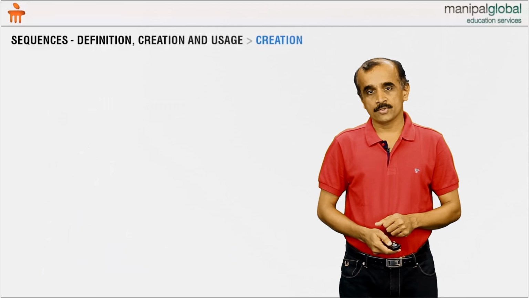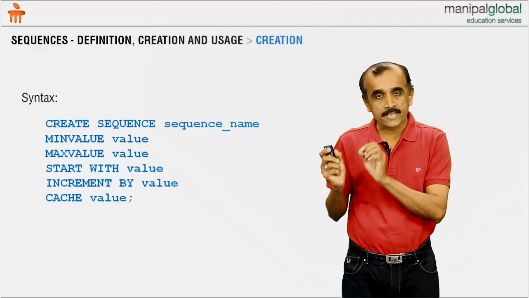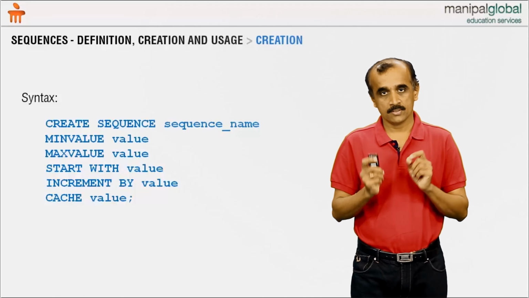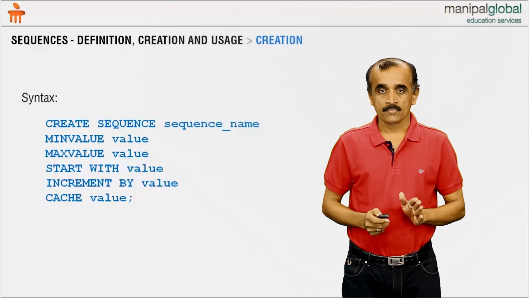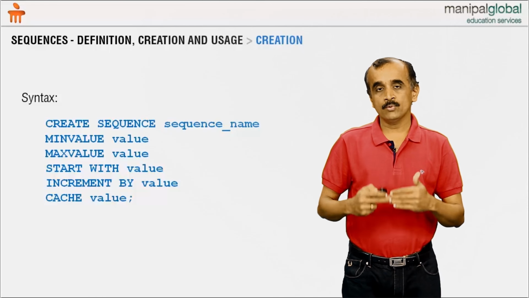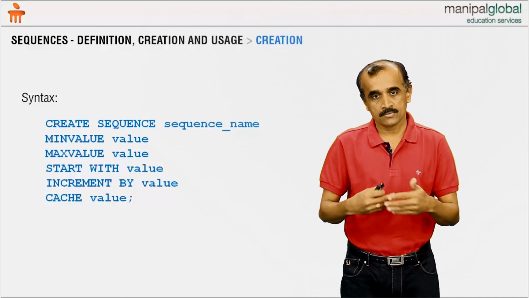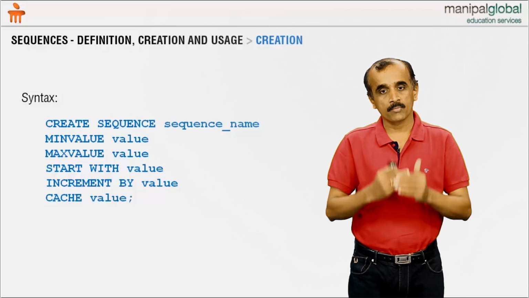How do we make use of that? Before that, how do we create it? We say create sequence. The word sequence is a reserved word here, an Oracle specific word. Then the name of the sequence. You specify the minimum value and the maximum value. The minimum value may be 0, 1 or whatever it is. Till what maximum value can it go?